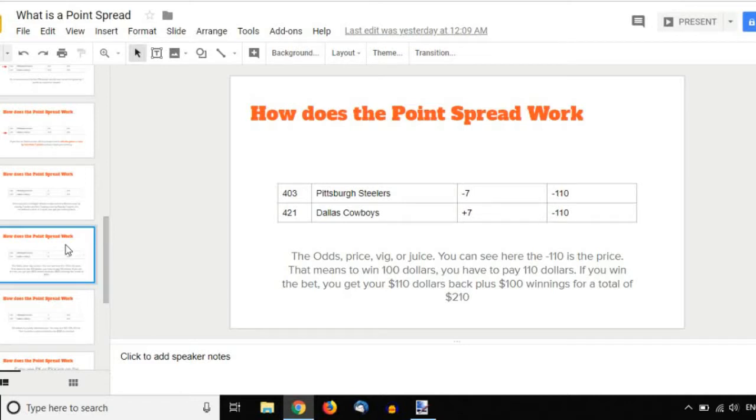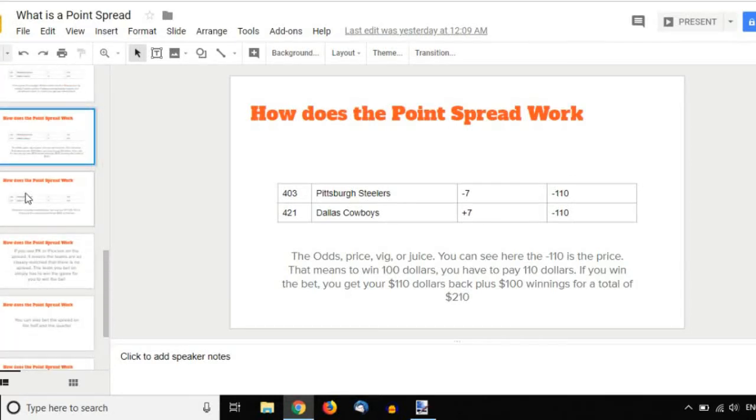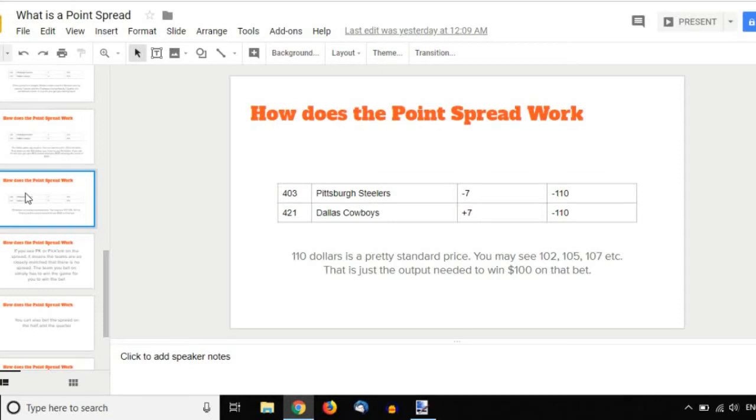You bet on the Cowboys, as the underdog to win. Again, same thing. You put down $110, you win $210. You put down $220, you're going to walk home with $420. That's your original bet plus the $100 that you win. So if you win your bet, you're going to get $110 back plus $100 winning for a total of $210. Pretty simple stuff, pretty simple math. Pretty standard price, 110. You will see 102, 105, 107. That's just what you need to put out in order to make $100 on that bet.